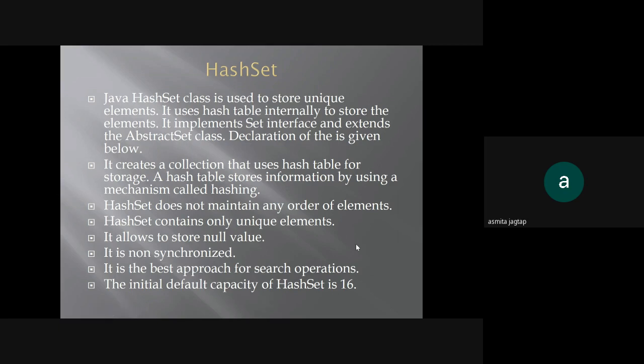The initial default capacity of HashSet is 16. Always remember this, it might be asked in the interview. The default capacity of HashSet is 16. The main point is that it internally uses the hashing technique to store all these elements. It is non-synchronized. It can store the null value, but it does not maintain any order of elements. Insertion order is not maintained in HashSet, but it contains unique elements, meaning duplicate elements are not present.